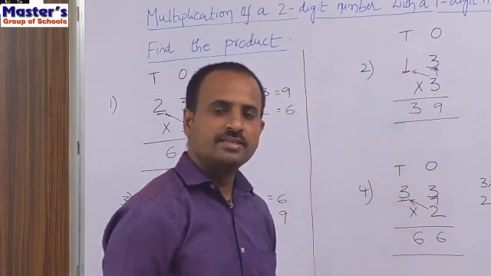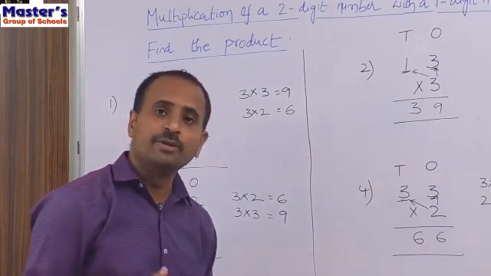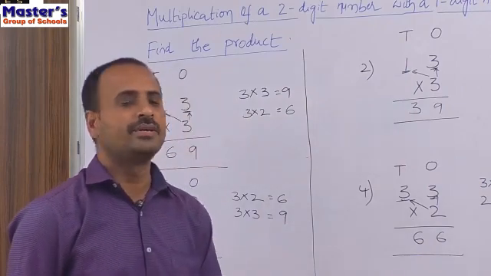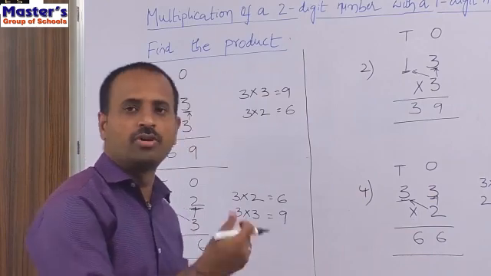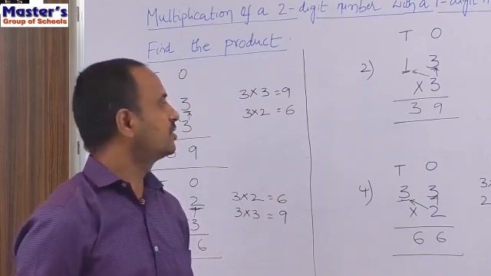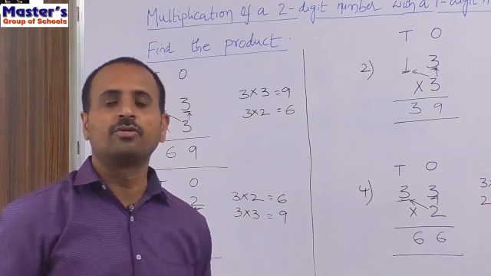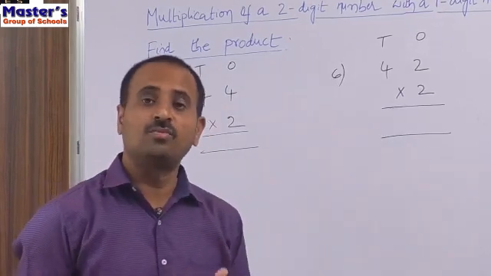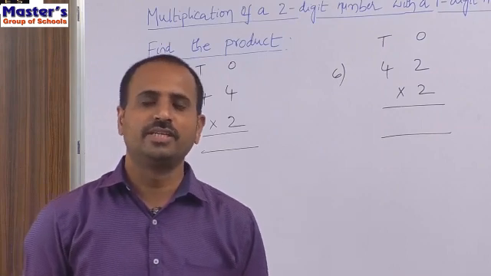So the answer is 66. So children, in this way we can do the multiplication of a 2-digit number with a 1-digit number, and let us practice 2 more problems on this exercise. Let us see some more problems on the multiplication of a 2-digit number with a 1-digit number.